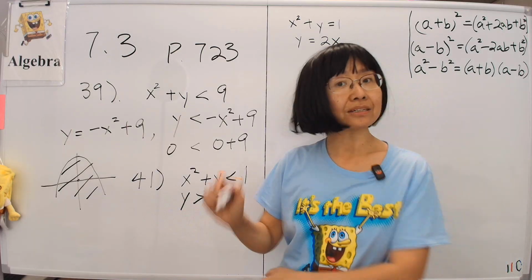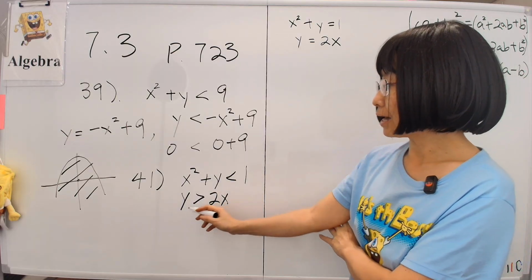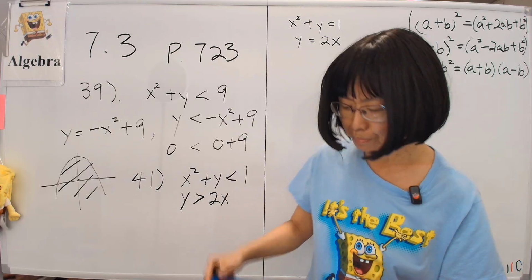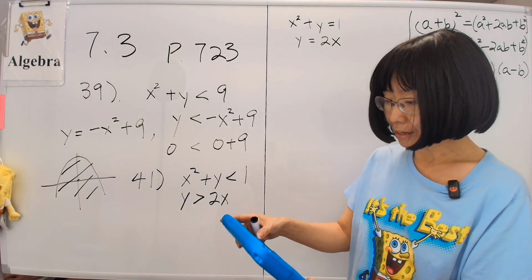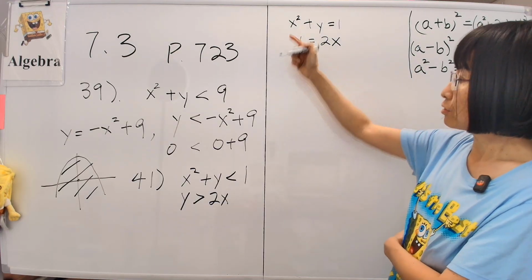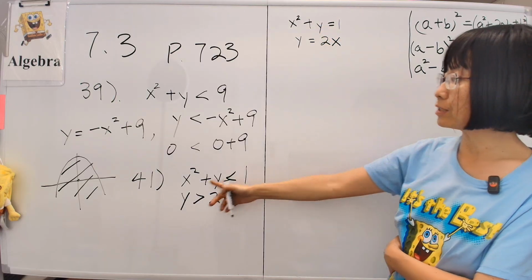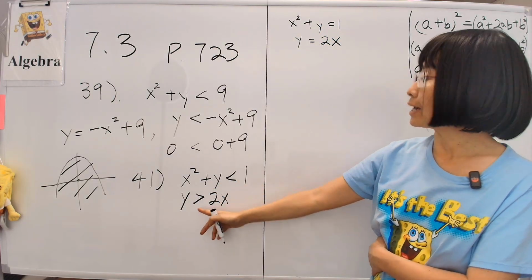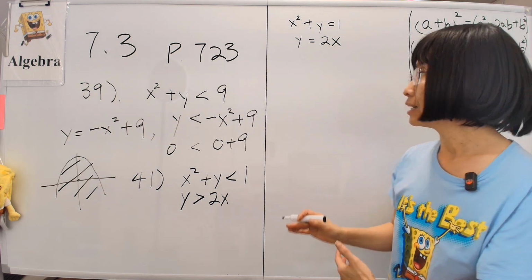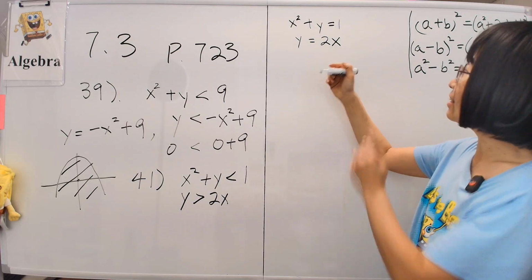So next, let's consider problem 41. We have x squared plus y is less than 1, and y is bigger than 2x. They also want us to label the points of intersection. Okay, let's label it if they want us to label it so badly. So first, to label the points of intersection, we're going to solve the equations x squared plus y equals 1 and y equals 2x. Once we solve it, we'll find out where they intersect, and that will help us graph them.